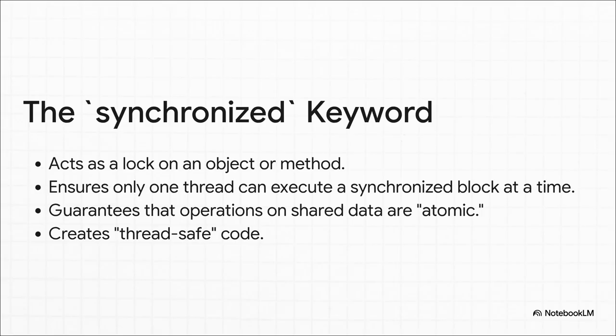When you mark a method or a block of code as synchronized, you're telling Java, hey, only one thread is allowed in here at a time. Everybody else has to wait their turn. This ensures that operations on shared data happen one after another, not all at once, which prevents those nasty data races. This is the absolute core concept of creating what we call thread-safe code.